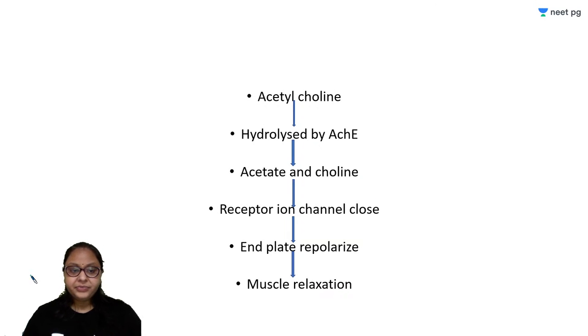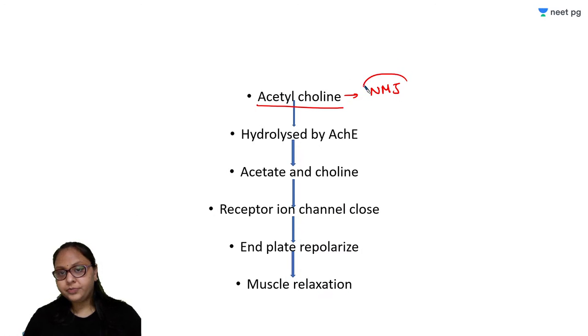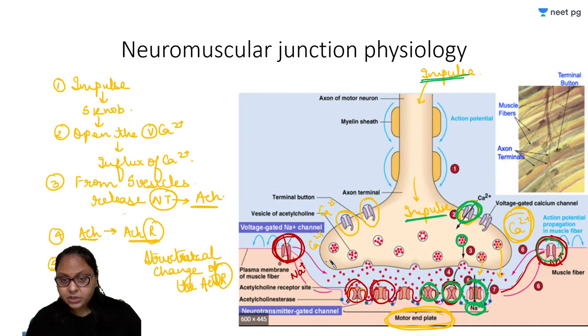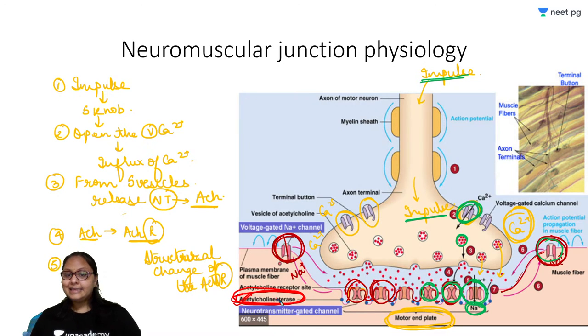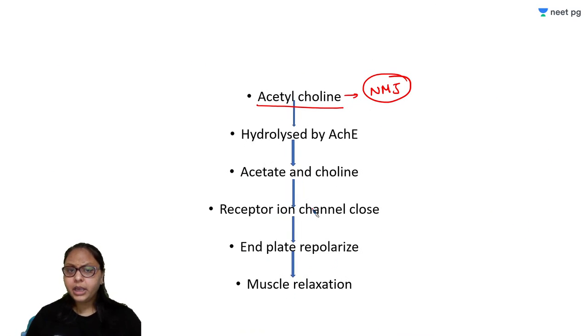Okay, fine. I told you that acetylcholine is released in the neuromuscular junction, which acts upon the acetylcholine receptors. Now, in this neuromuscular junction, we have an enzyme known as acetylcholinesterase. This acetylcholinesterase enzyme hydrolyzes the acetylcholine into acetate and choline.